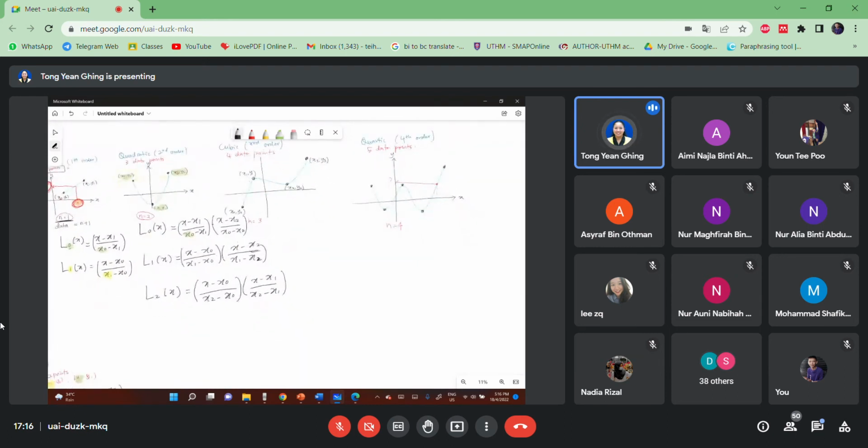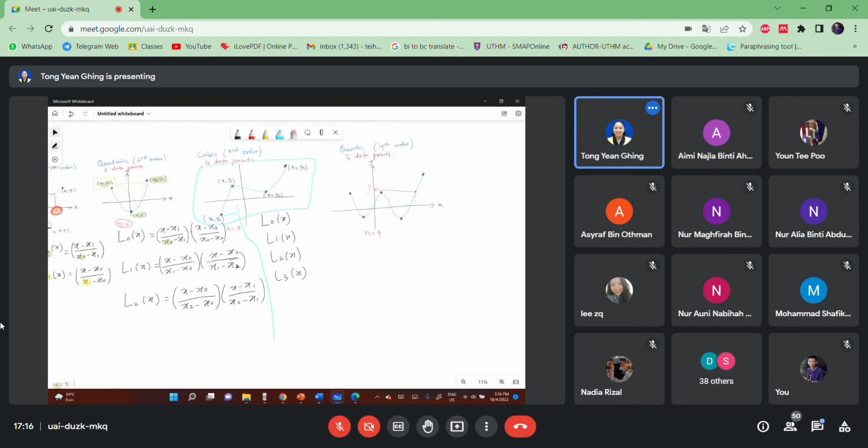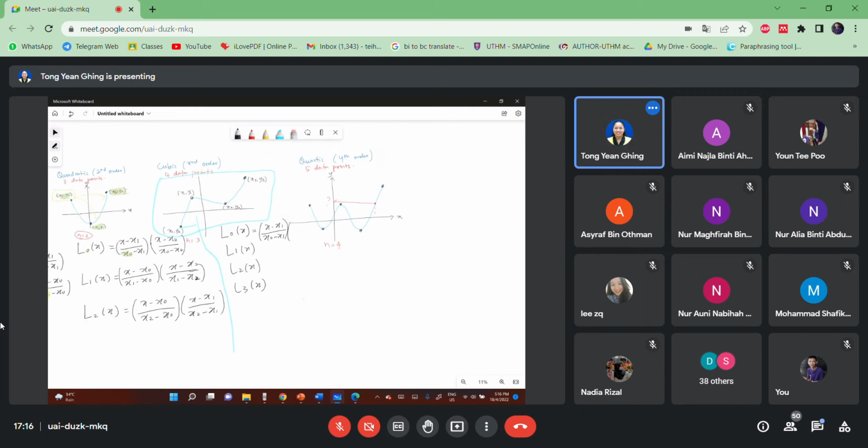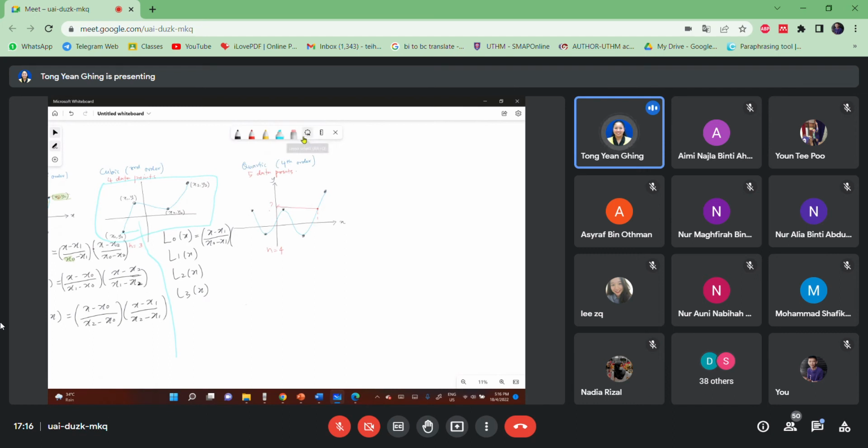If let's say we have four data points, that means we have to have L0 x, L1, L2, and L3, until L3. So start from this one. That means x0 minus x1, x minus x1, times, I have to move this one to the right.